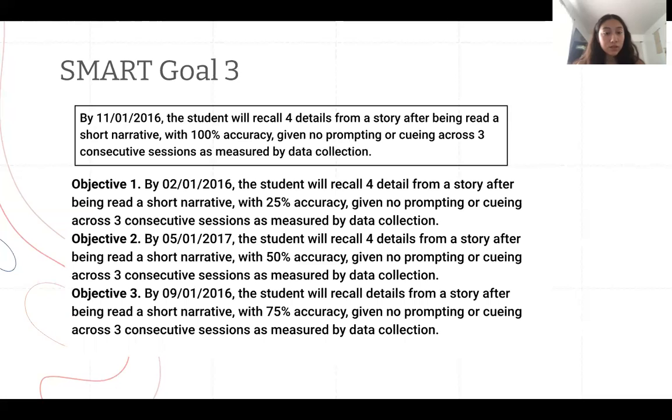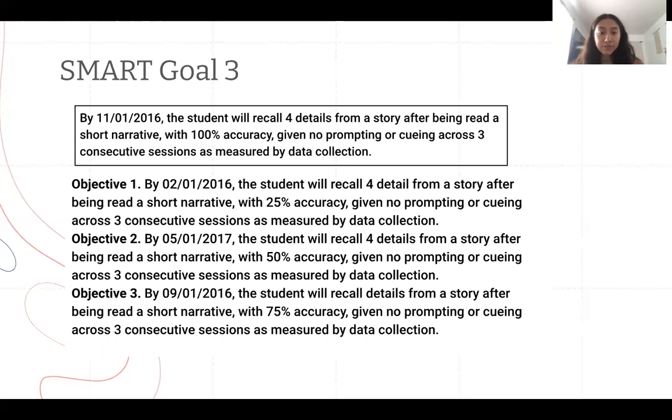Next goal. So goal number 3 is by November 1st, 2016, the student will recall 4 details from a story after being read a short narrative with 100% accuracy, given no prompting or cueing across 3 consecutive sessions as measured by data collection. Objective 1 states that by February 1st, 2016, the student will recall 4 details from a story after being read a short narrative with 25% accuracy, given no prompting or cueing across 3 consecutive sessions as measured by data collection.